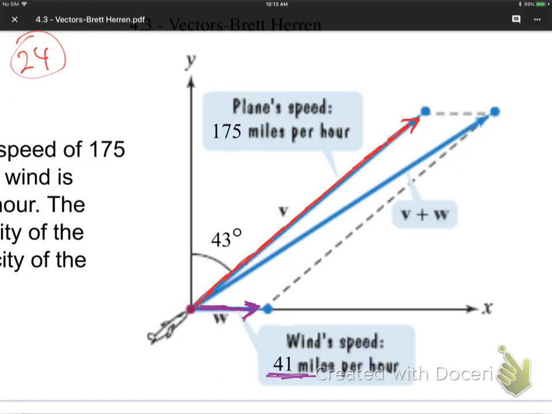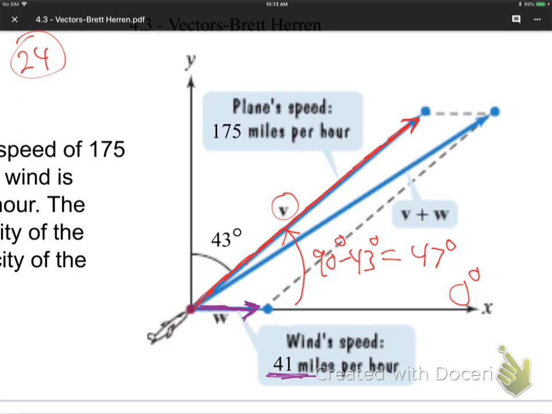So let's write the first vector. Let's write the V, the plane's engine vector. So how are we going to do that? Well, you know how to do it. It's always cosine theta i plus sine theta j. But you've got to have the direction angle when you use that formula. Is 43 degrees the direction angle? No, it's got to be from 0. So it's 90 minus 43. What's that, 47? So 47 is actually the direction angle from 0.